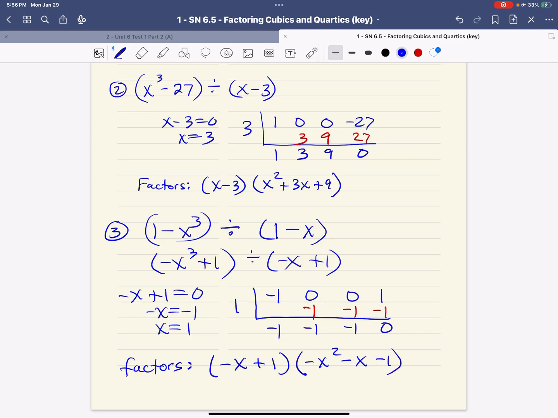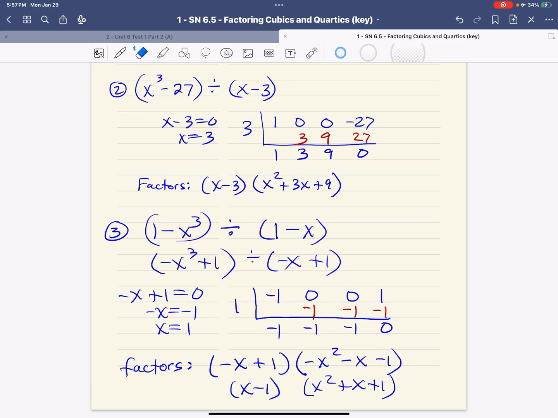Now, to help you out just a little bit, I'm going to pull a negative 1 out of here, and I'm going to get negative 1 times x minus 1. And I'm going to pull a negative 1 out of here, and I'm going to get negative 1 times x squared plus x plus 1. And then remember, a negative 1 times a negative 1 is just a positive 1. So it seems weird, but I can actually just ignore those. We'll talk about more of that later.